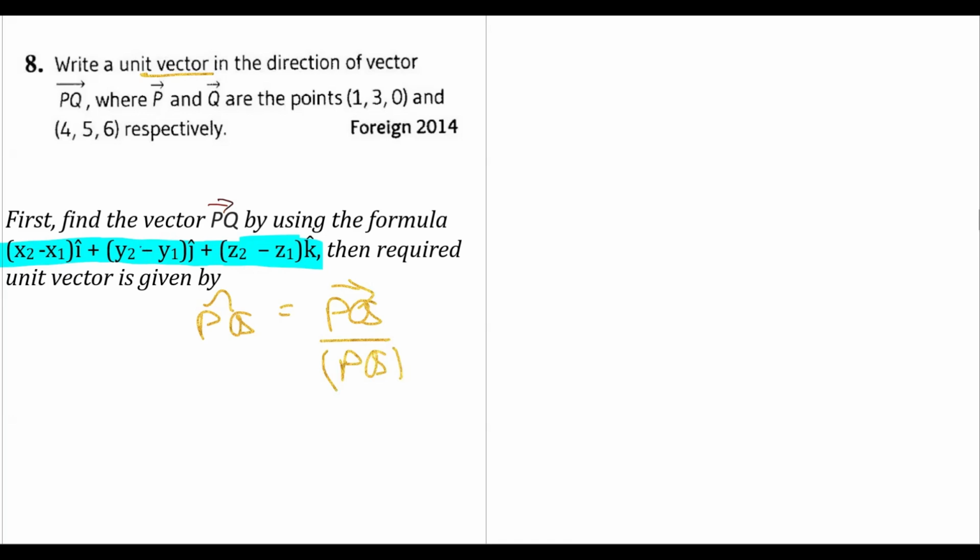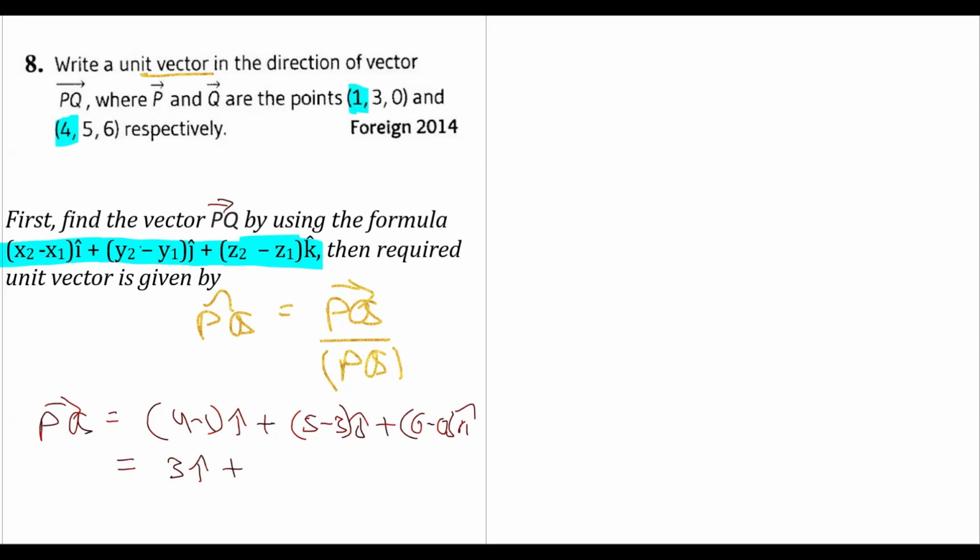First, I'm going to obtain the PQ vector here. How did we get this? That is x2 minus x1. I should show the working here. So the vector PQ is going to be what? x2, which is 4, minus 1, that is x2 minus x1 I cap, plus y2, which is 5 minus 3 j cap, and plus 6 minus 0 k cap. So we are going to get this vector as 3 I cap plus, 5 minus 3 is 2, right? 2 j cap and 6 k cap.